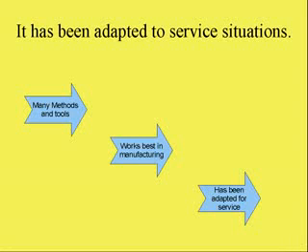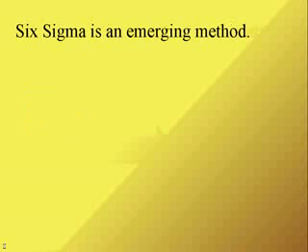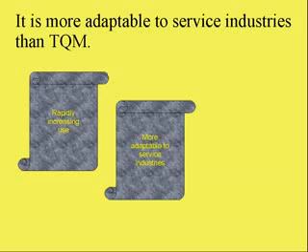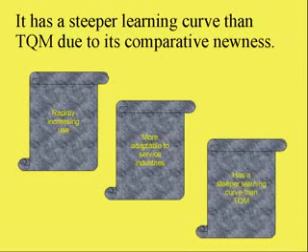An emerging method of POM improvement is Six Sigma. The use of Six Sigma has been rapidly increasing over the past few years, and also Six Sigma is more adaptable to service industries than TQM, therefore making it much more attractive to many types of organizations in today's economy. Unfortunately, Six Sigma tends to have a steeper learning curve than TQM due to its comparative newness. While there are many methods for training people in TQM, and those training methods have been adapted to many types of organization, Six Sigma is still developing its knowledge base on training methods.